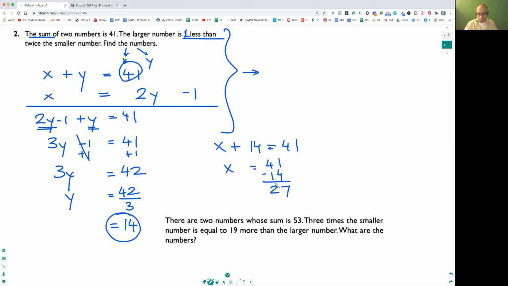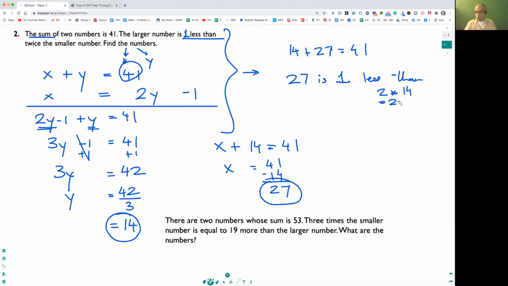Now let's think about these two numbers here. The sum of two numbers is 41. I always check the answers. I always check what I get. So 14 plus 27 is 41. That's perfect. And then the larger number, 27, is 1 less than twice the smaller number, 1 less than twice 14, right? Twice of 14 is 28.